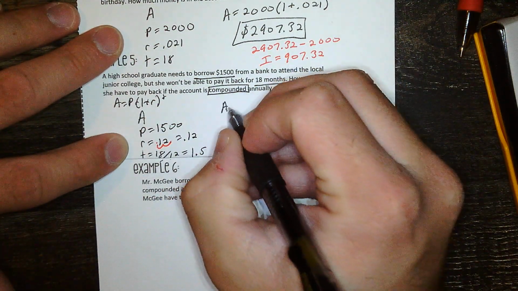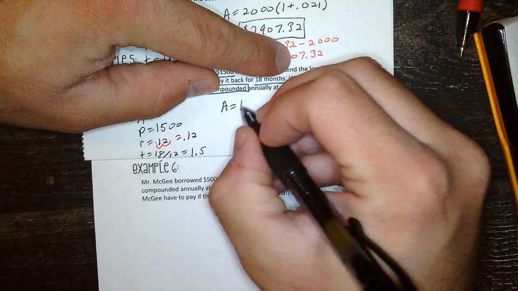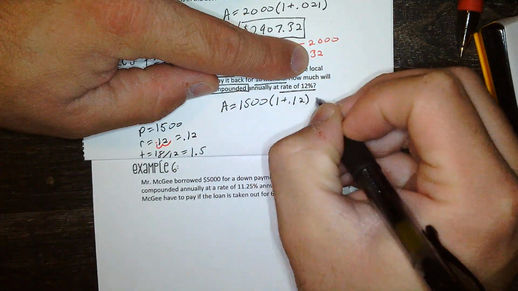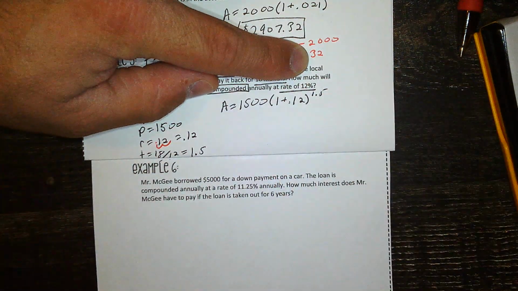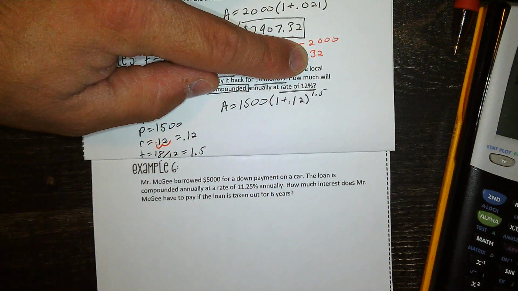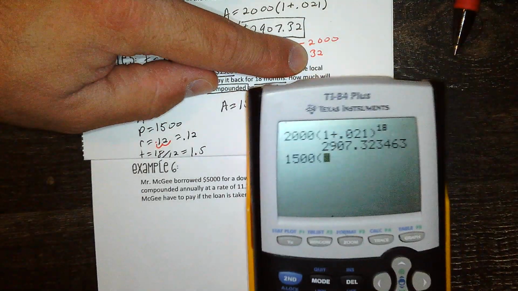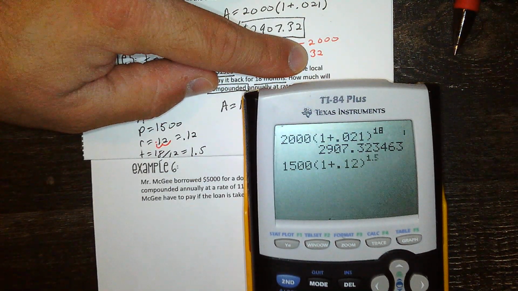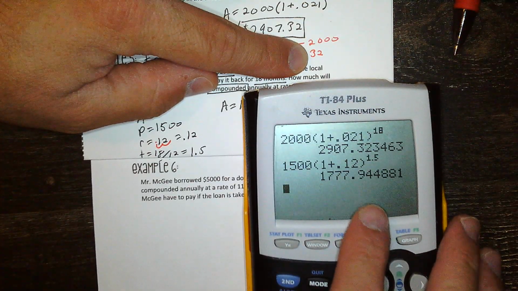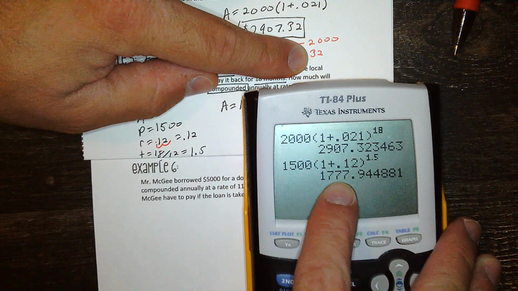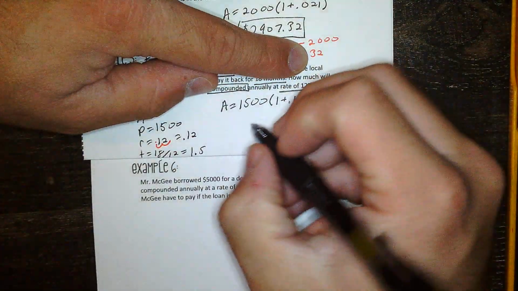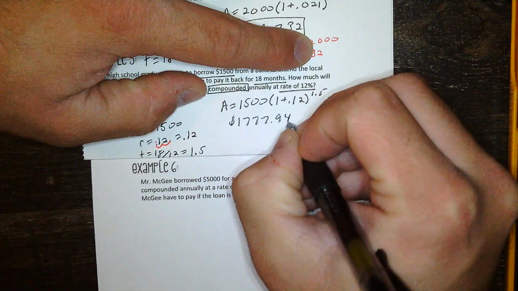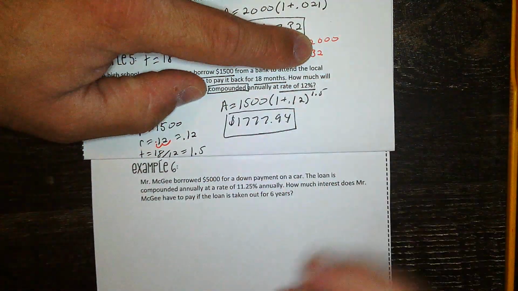So then we set it up into our equation. A equals 1,500 times 1 plus 0.12 raised to the power of 1.5. And then again, if I get out my handy dandy calculator, plug it in exactly as it's written, and then round it to 2 decimal places because it's money. So it would be $1,777.94. There's your answer.